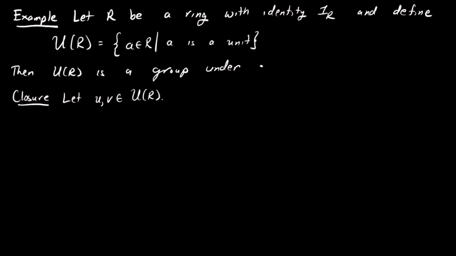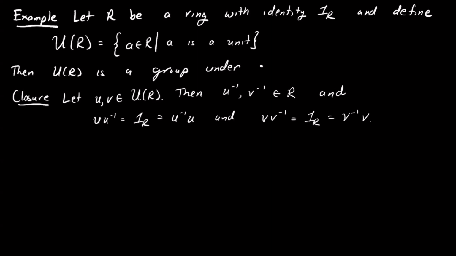Well, first we'll look at closure. I'll say, suppose u and v are in U(R). So that means u and v are units in R, which means that they're invertible. So this tells me that u inverse and v inverse are elements of R, and that u times u inverse is 1, and u inverse times u is 1. And similarly, v times v inverse is 1, and v inverse times v is 1. Our goal is to now find an inverse for uv. So our goal is to show that uv is a unit.